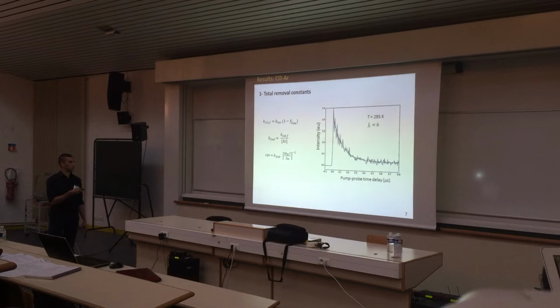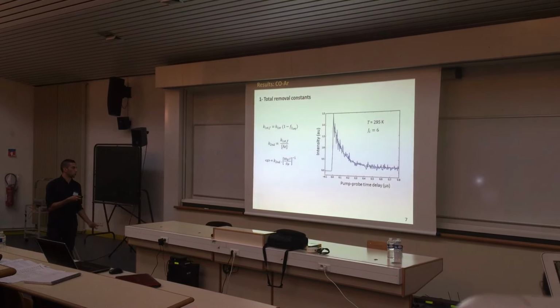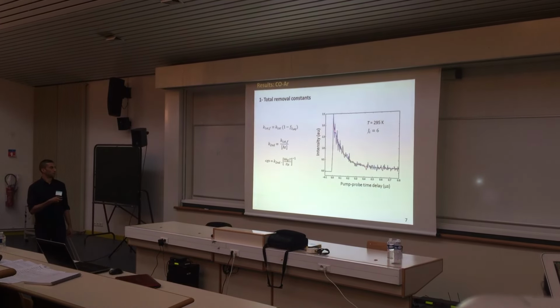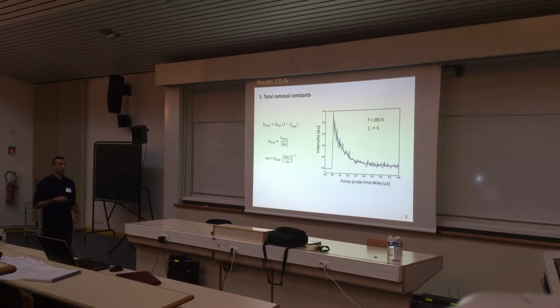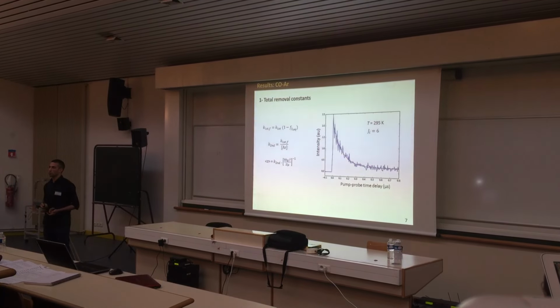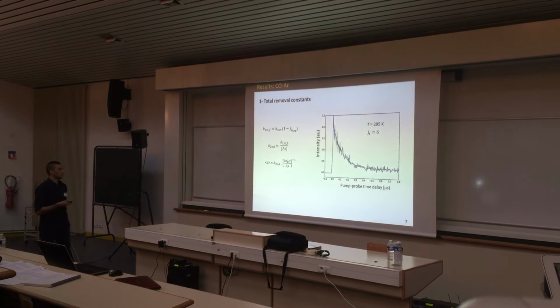So the decay factor, or the characteristic time of the decay, will give us direct measurements of total removal constants, and we can as well determine the thermally averaged cross section.